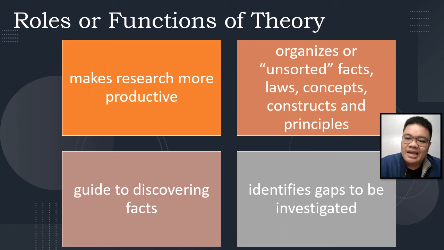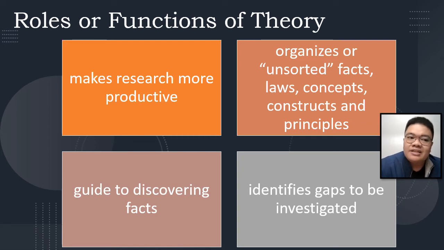Next, it also organizes unsorted facts, laws, concepts, constructs, and principles. So without the theory, everything is scattered on the table. You don't know what would be a very good explanation when it comes to the phenomenon that you're looking into. Also, it guides us to discovering facts. There are a lot of facts that need to be uncovered. And it is the theory that would help us. What fact do I need to look into? Oftentimes, you know that there is a problem, you know that the behavior is the problem. However, what's affecting this behavior can be answered by your theory.